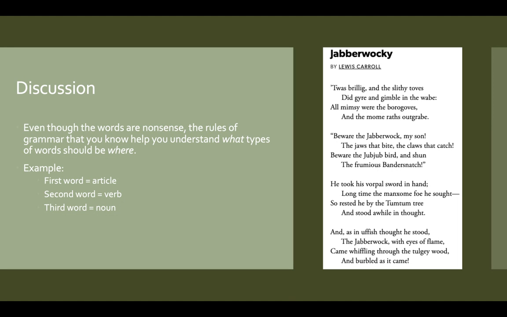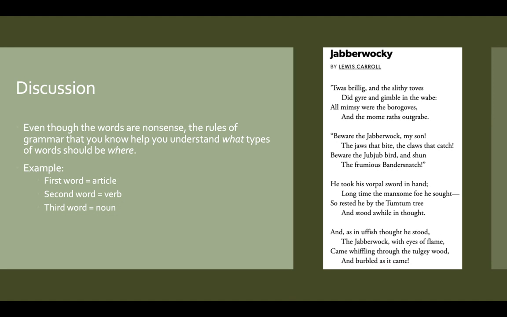So this is a good example because there's some nonsense words definitely mixed in with real world words. So even though these words are nonsense, just the rules of grammar helps me understand how to read it and helps your brain kind of assume what words should be where. Like a first word should be an article, and that second word should be a verb, so some kind of action. And the third word should be some kind of person, place, or thing, a noun.